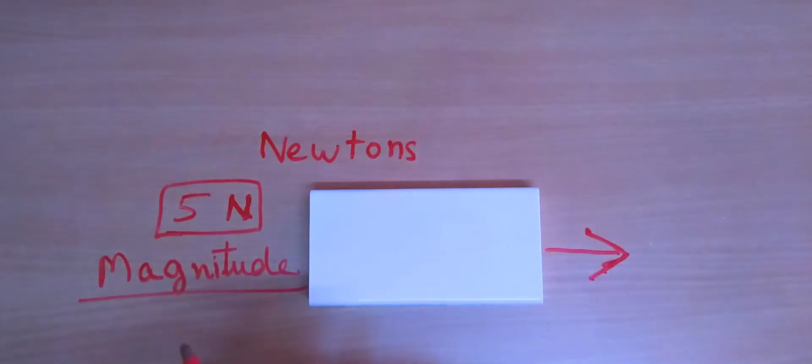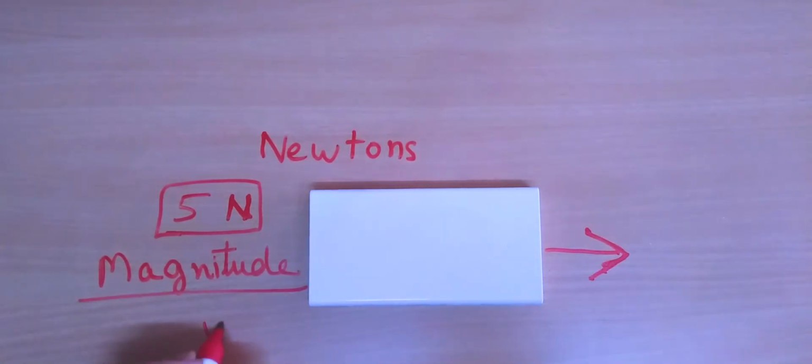Such kind of physical quantities like force that have a value like 5 newtons or a magnitude, as well as a direction in which they act, such physical quantities are called vectors, which you already may know.